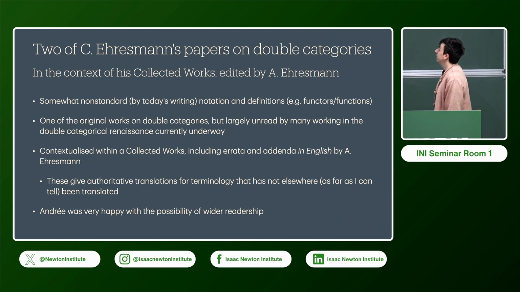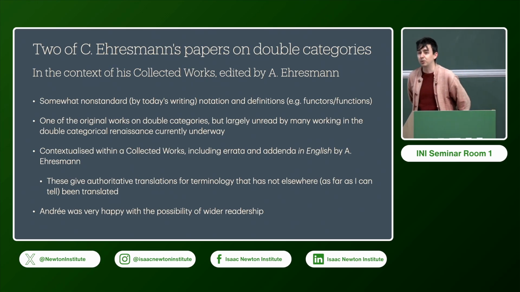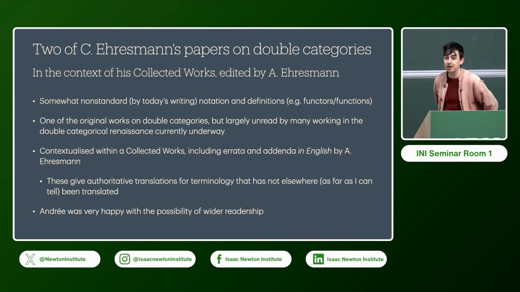Recently, Andrée Ehresmann asked me if I would translate two of Charles Ehresmann's papers on double categories. Double categories are having a sort of renaissance at the moment within category theory. People are getting really into them. They're cool. But some of the very original works on double categories, where Charles Ehresmann wrote about them as structured categories, structured in the category of functors, haven't been read because they're very long in French and use a very specific set of notations and definitions.